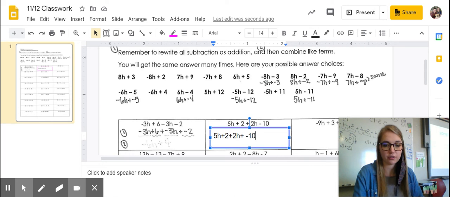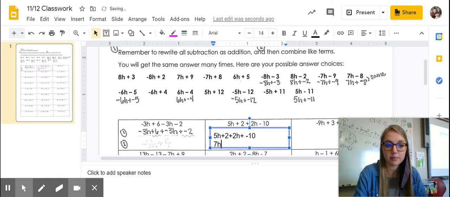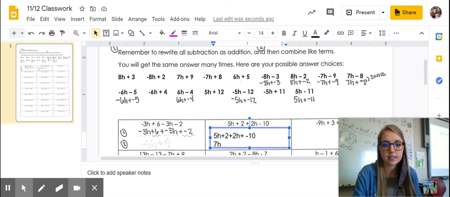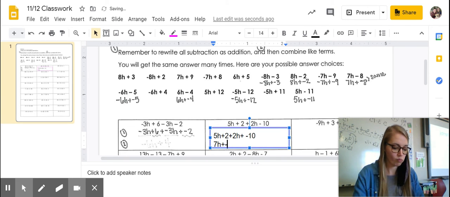Here our variables are h's, so we can add those h's together. So 5h plus 2h equals 7h. Again, h is a number, we just don't know what it is. And then you can add together your constants. So your constants here are 2 plus negative 10. 2 plus negative 10 is negative 8. So we have 7h plus negative 8.